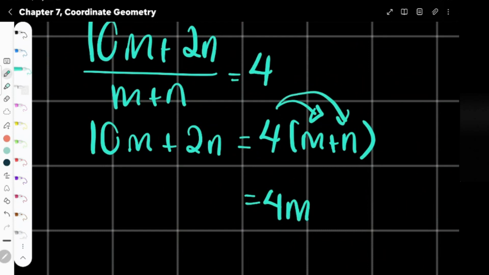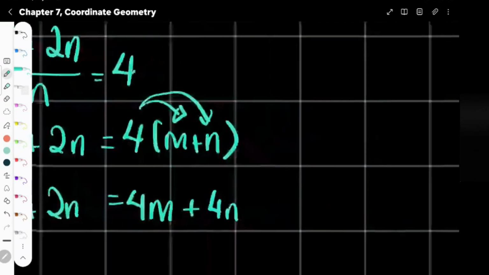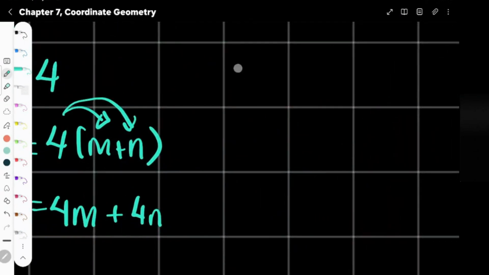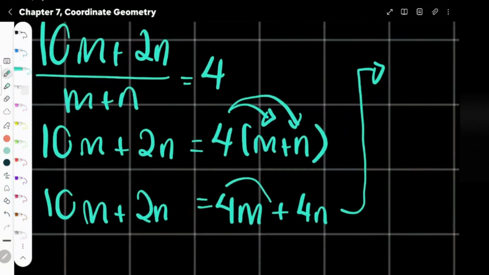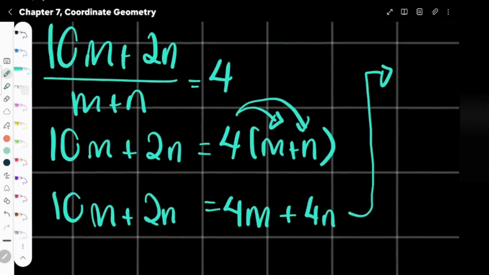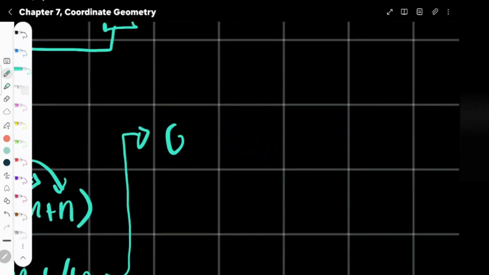4 times n, 4n, right? And then 10m plus 2n. Okay, so now you just have to simplify. Just gather the like terms. So I'm just going to move all the m to the left side. So 10m and 4m, this one can move to the other side, become minus. So 10 minus 4 becomes 6m.